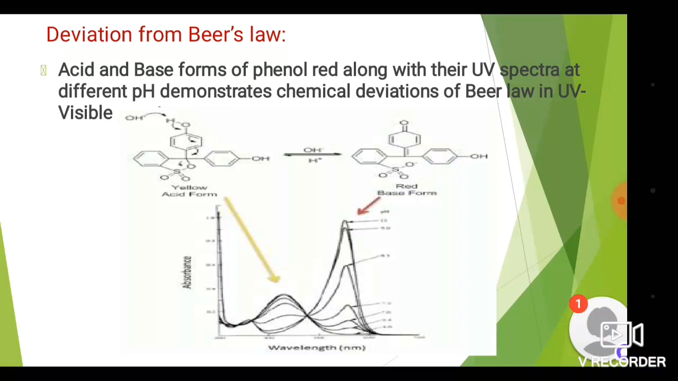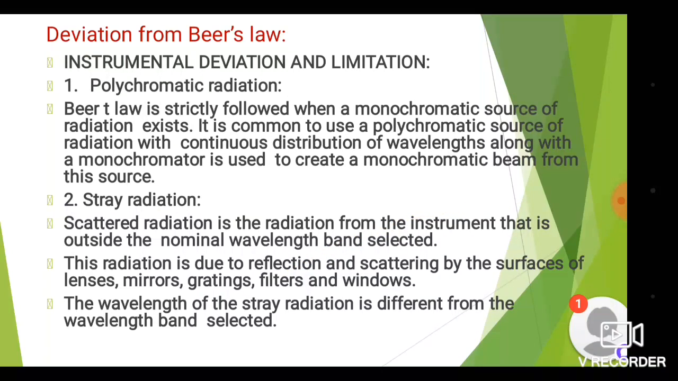So how does the yellow color show its wavelength and the red color show its wavelength? Here the red color shows the higher wavelength and the yellow color shows the lower wavelength. So this is one of the facts of chemical behavior, chemical deviation. The second one is the instrumental deviation and its limitation. We should use monochromatic radiation, but here it is polychromatic radiation.